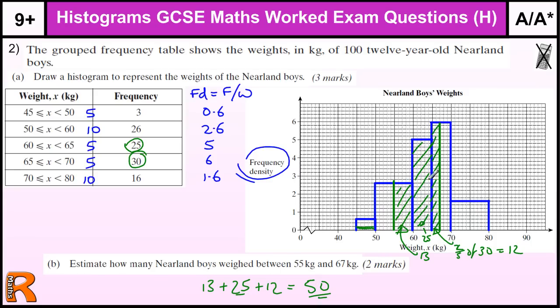Now you've got to be careful with that. You can use that method, it's quite good if the fractions work nicely, but quite often you do use the squares to count up how many people there are.